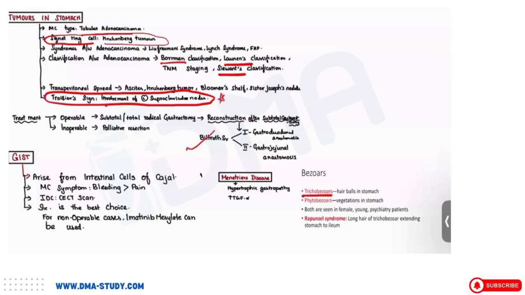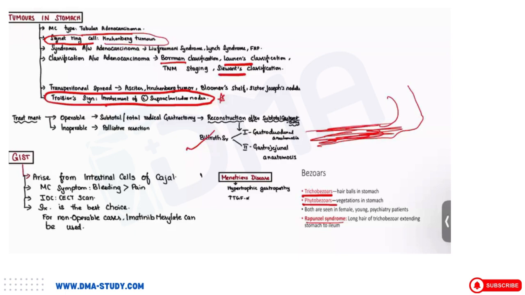Ingestion of hair is trichobezoar. Vegetation is phytobezoar. I had seen there is a picture of Rapunzel syndrome, but it was missed. Okay, it will be like this. The stomach and intestine will be filled with hair. That is Rapunzel syndrome.